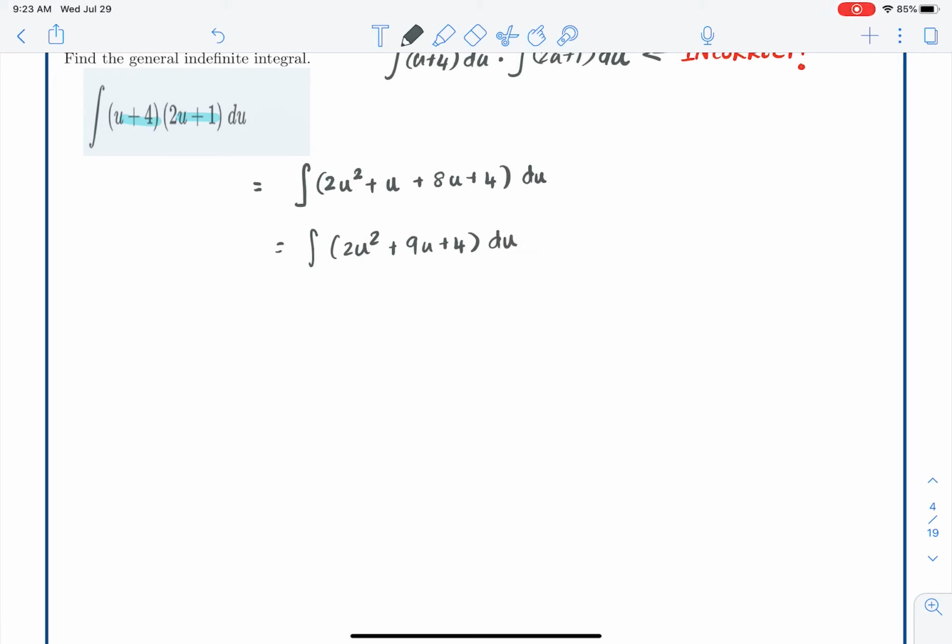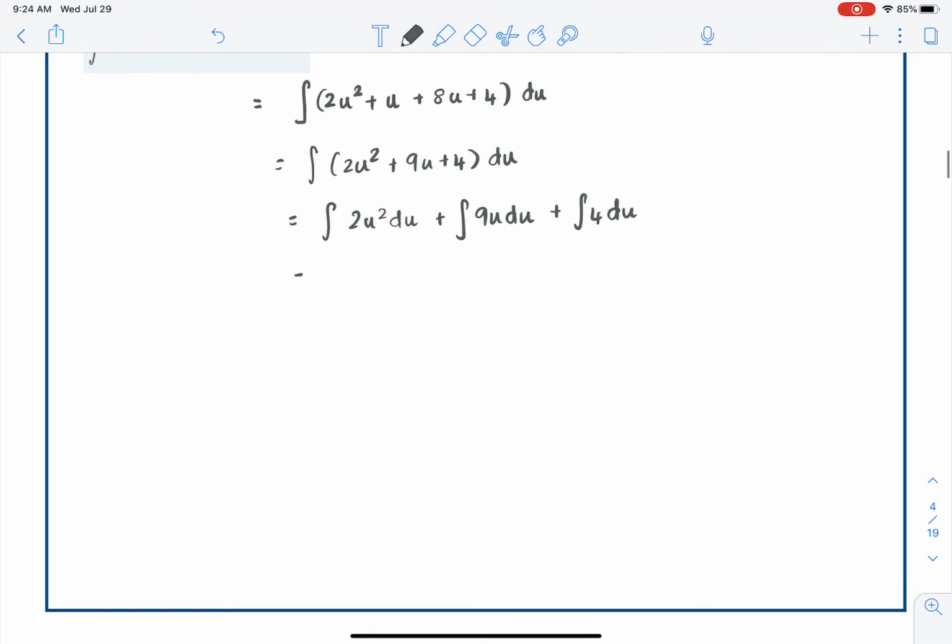Now I have sums of terms, so I could split the integral and write it as 2u squared du plus 9u du plus 4 du. I could pull the constants out. 2 integral u squared du plus 9 integral u du plus 4 integral du. n here is 2. n there is 1.